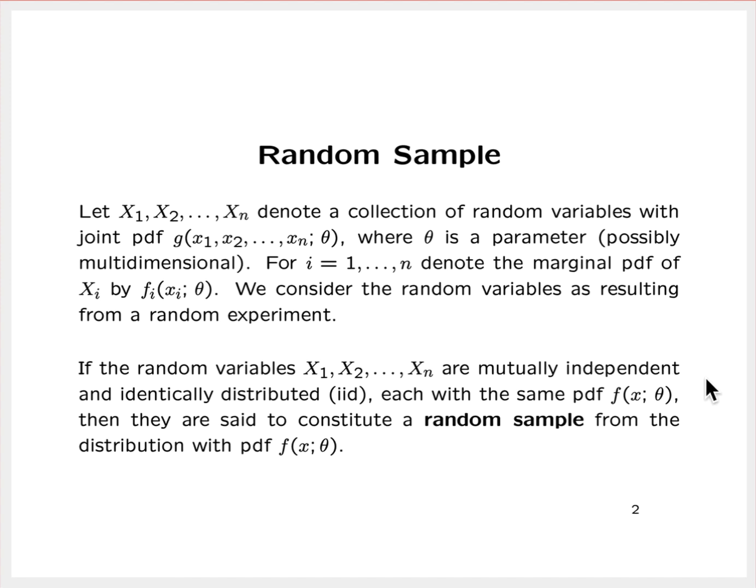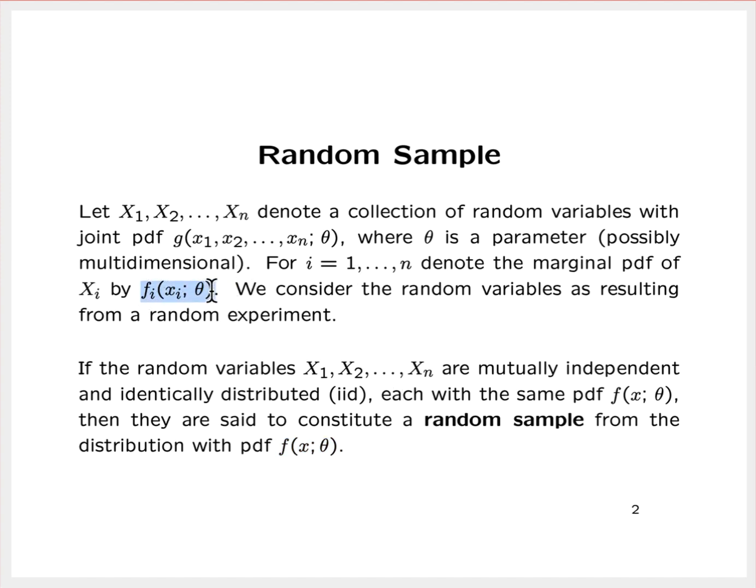Now, if the random variables x1 through x sub n are mutually independent and identically distributed, we abbreviate that by IID, so independent and identically distributed, so that each has the same marginal PDF, then they are said to constitute a random sample from the distribution with the common PDF, lowercase f.